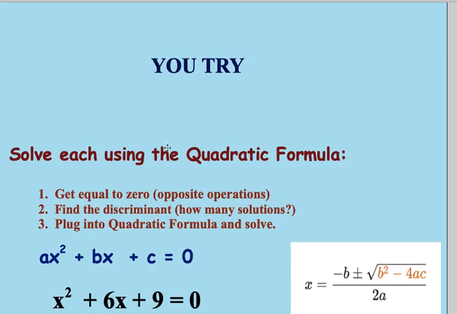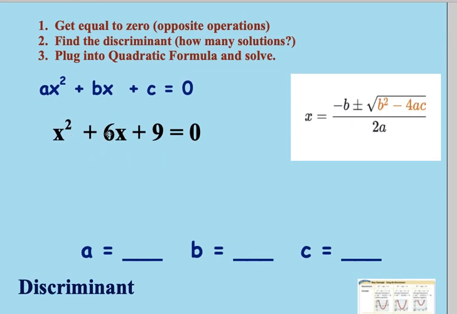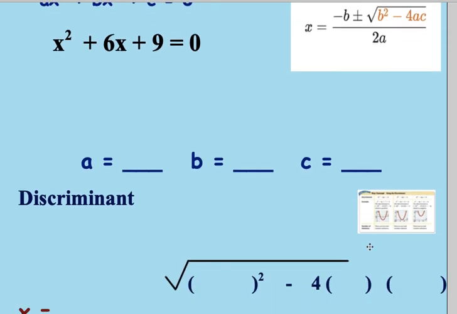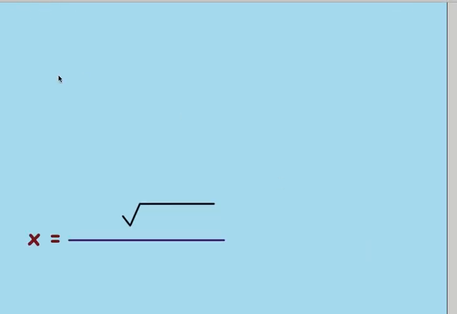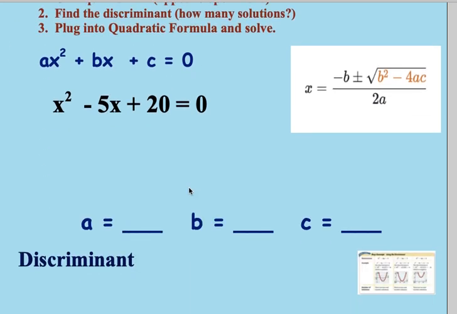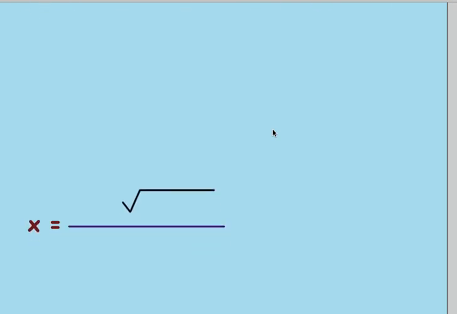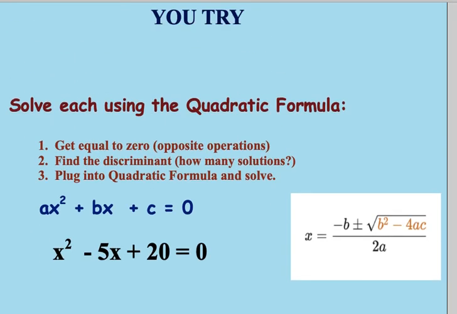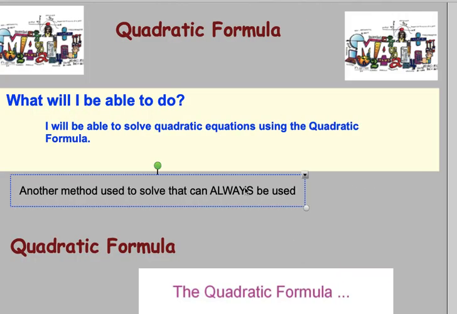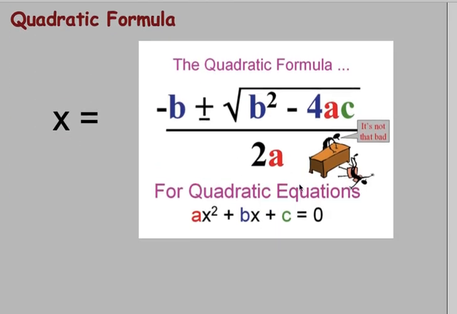So the 2 I would like you to try: the first one is x squared plus 6x plus 9. You already have it equal to 0, so you should be able to find your a, b, and c. And I'll probably type in some answers right here to see what you're going to get. And then the second example I'd like you to do is x squared minus 5x plus 20 equals 0. So you should, again, be able to find a, b, and c. Find out how many answers you're going to have, and once you find out how many answers, you should be able to solve it using the quadratic. So a couple quick reminders. Make sure that you kind of have that quadratic formula written down as you're trying these, and good luck.